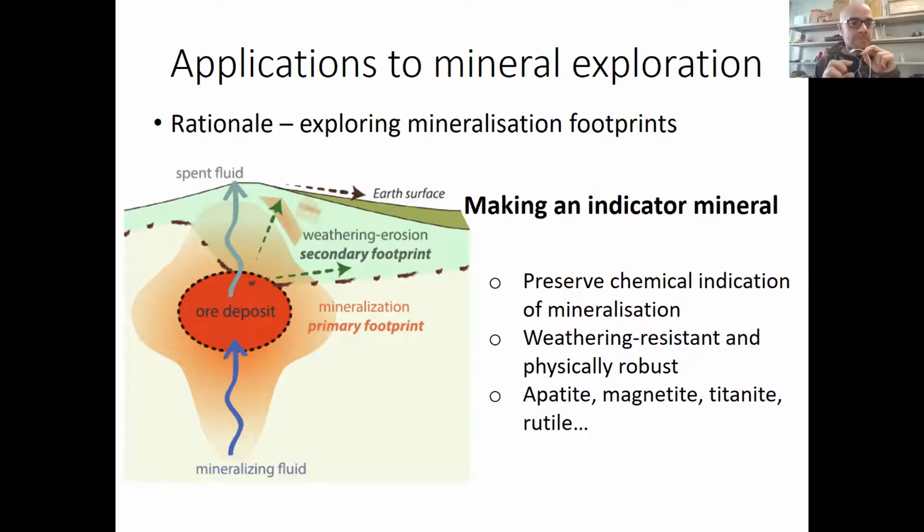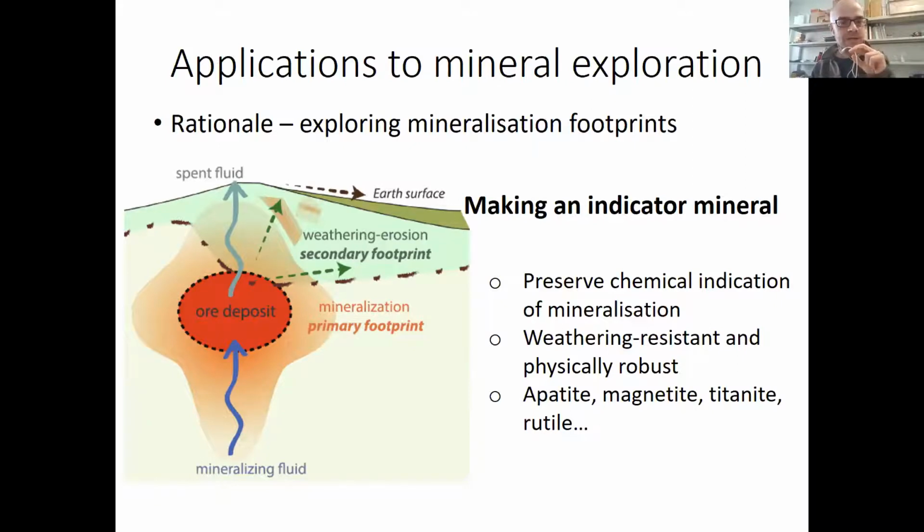Now, this primary footprint can then be dispersed through erosion and through weathering to distal areas, even kilometers away from the ore deposit. This is what we call the secondary footprint, which derives from dispersion of the primary one. And so we can also study and target the secondary footprint, for example, by using indicator minerals.